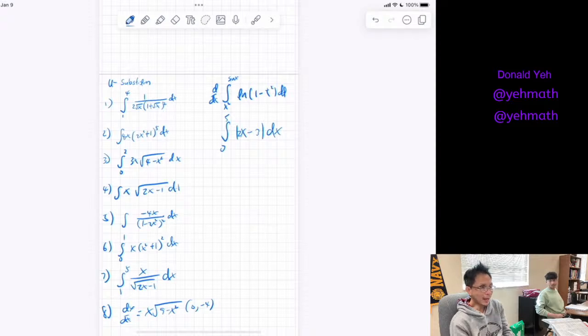I will ask you, if a velocity is 2x minus 3, what's the total distance between 0 to 5? It's the same question, but it's an application. You take an integral of velocity, you get the total distance.